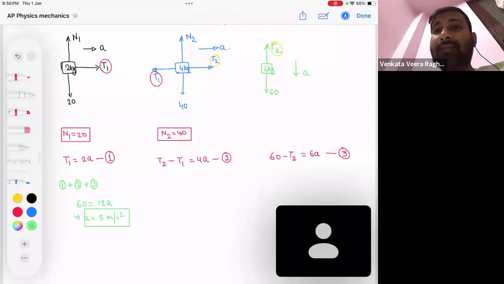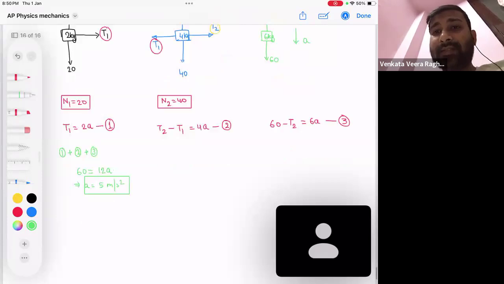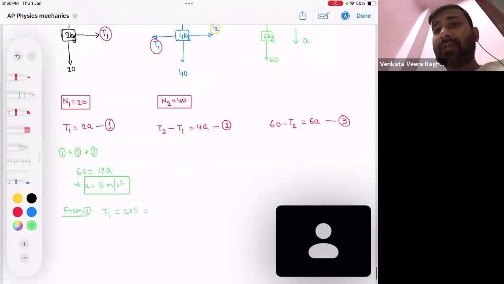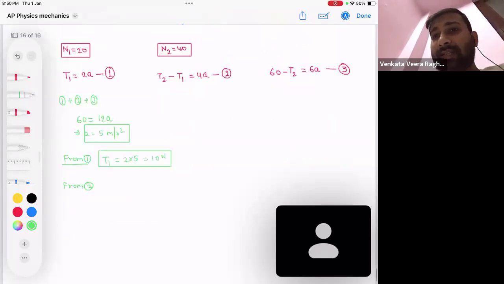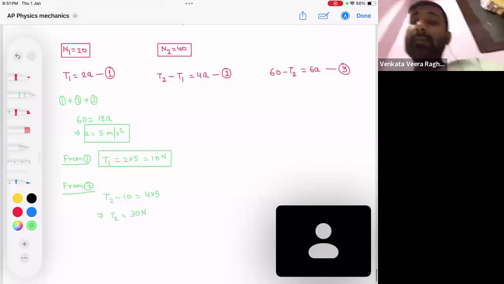And next, what do we have? T1. The first equation gives us T1, right? T1 equal to 2 into A. So T1 we got as 10 Newton. The second equation gives me what? T2. From the second equation, T2 minus T1 equal to 4 into A. So T2 we are getting as 20 plus 10, 30 Newton we got.